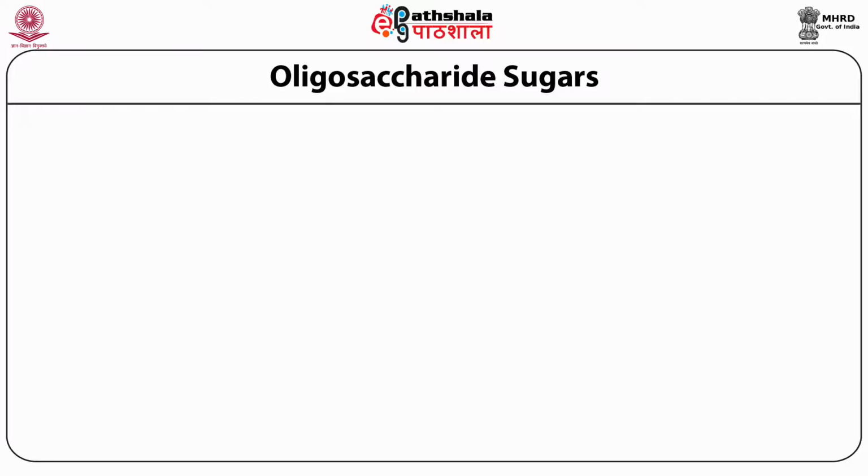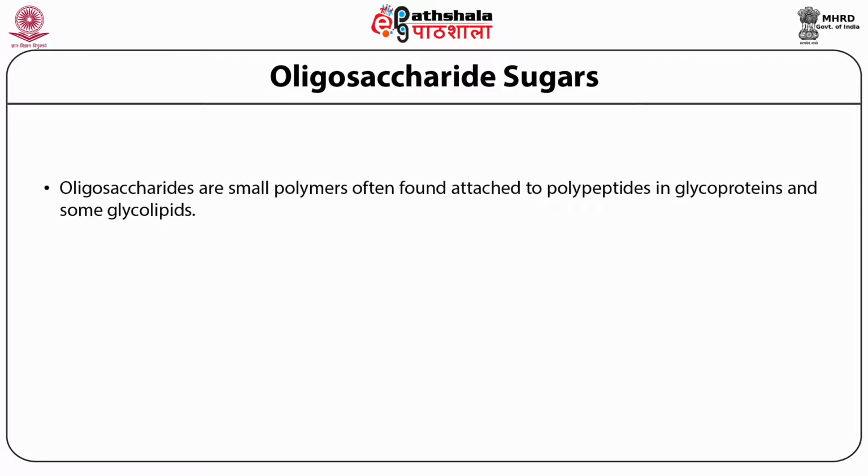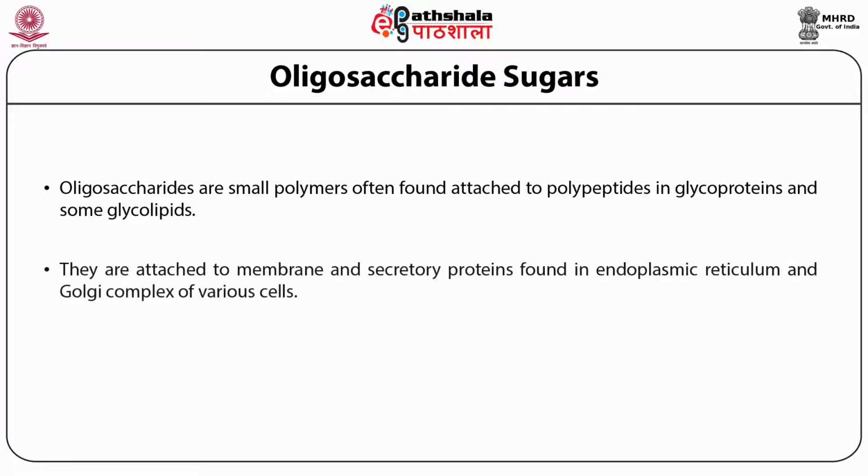Oligosaccharides are small polymers often found attached to polypeptides in glycoproteins and some glycolipids. They are attached to membrane and secreted proteins found in the endoplasmic reticulum and Golgi complex of various cells. There are two classes: N-linked glycopeptides and O-linked glycopeptides.